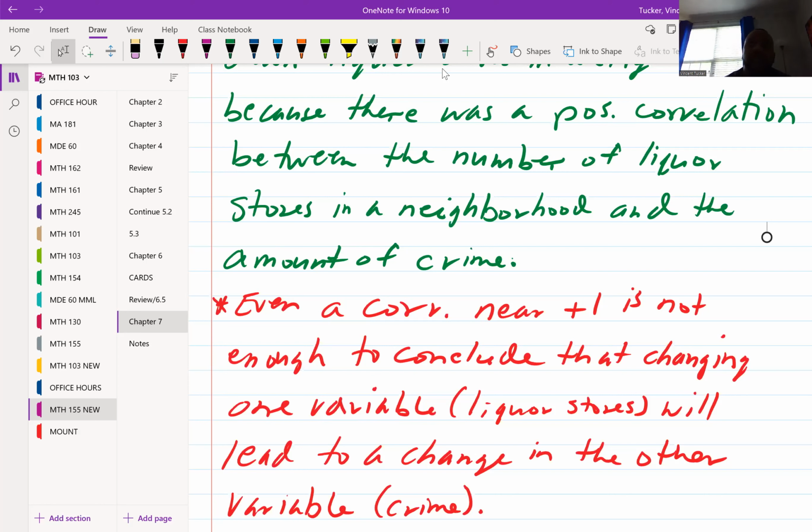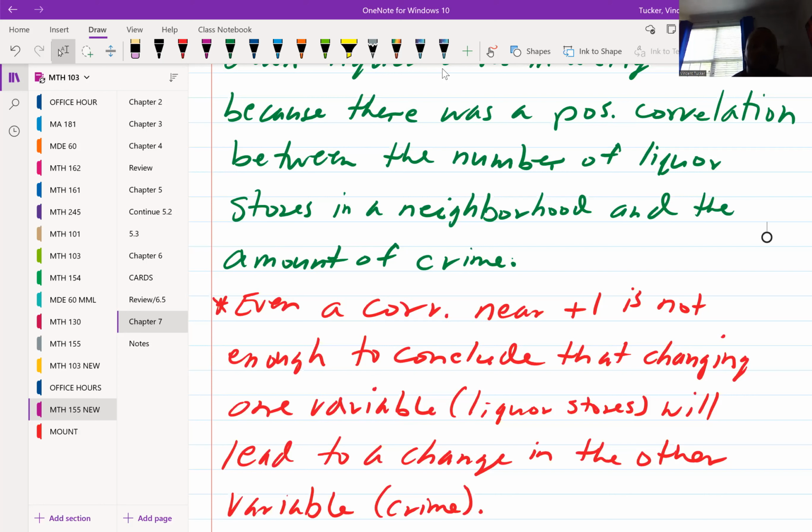So there are different things that could be in play that can lead towards crime, and liquor stores may not be the only factor, maybe multiple factors that would lead towards high crime. So you cannot say that just because there's a positive correlation between liquor stores and crime, that if you cut out one, then the other one will not rise.